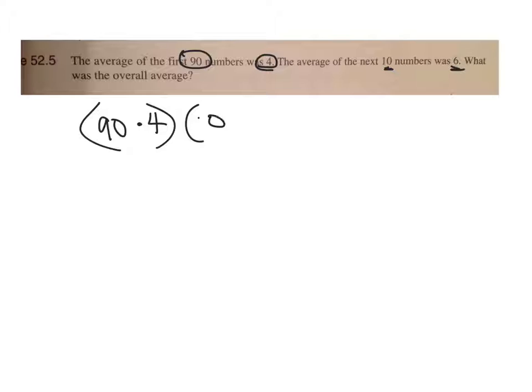So what we do is we take the average of the first 90 numbers, which was 4. We take the average and the number of numbers there were. There were 90 numbers that we took the average of, and the average was 4. So we take 90 times 4. Then we look at the second numbers. We have 10 numbers and the average is 6. Oops, and there's a plus sign there. So that's how we write it: 90 times 4, 10 times 6.